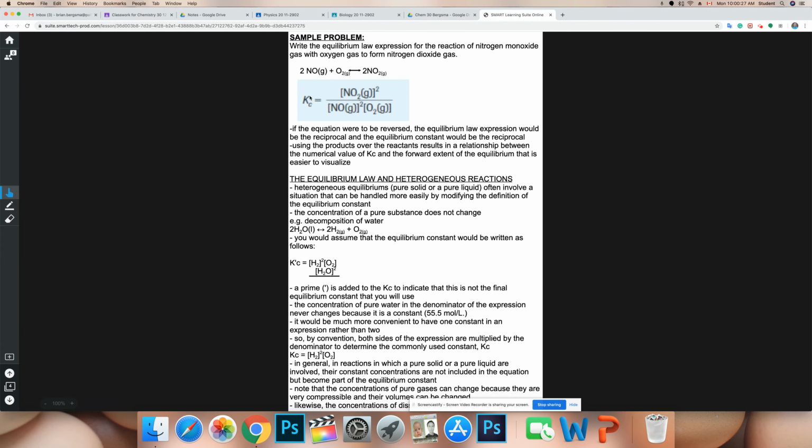So using the products over reactants results in a relationship between the numerical value of Kc and the forward extent of the equilibrium that is easier to visualize.